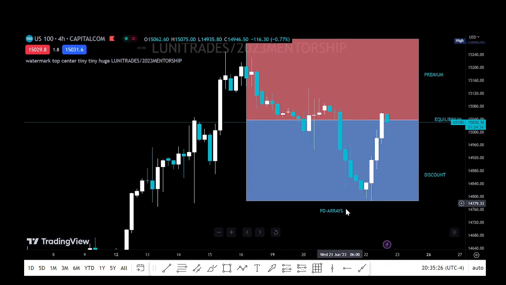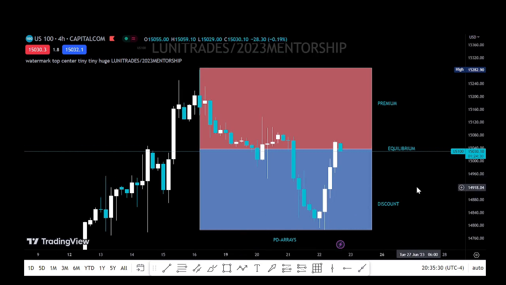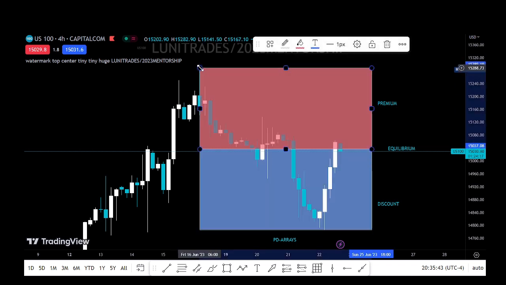Now, I'll be talking about the PD arrays. We have the premium and discount. You understand? What are premium and discount? First, you have a chart, right? You want to pick the top to the bottom of that chart. You understand? Then denote the middle, which is what I did here.